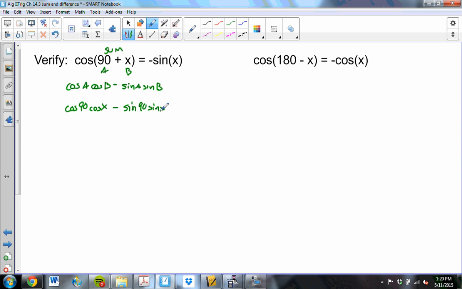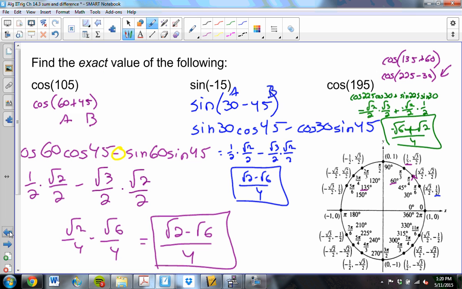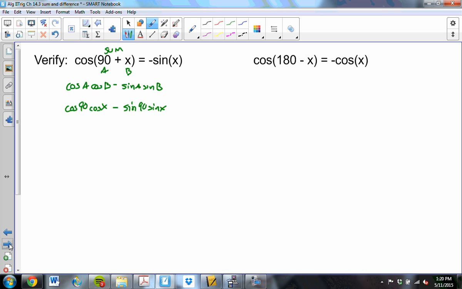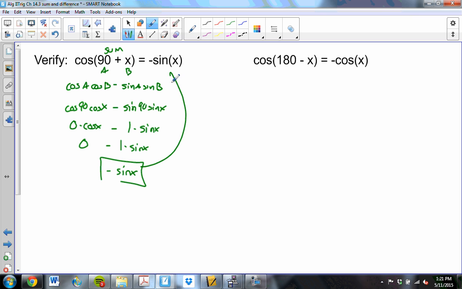What happens really often here is one of them goes away. The cosine of 90 is 0. On the unit circle, the cosine of 90 is 0. So this becomes 0 times the cosine of x, which is just 0. The sine of 90 is 1. And we're left with just negative sine x. So the verifying is pretty straightforward.